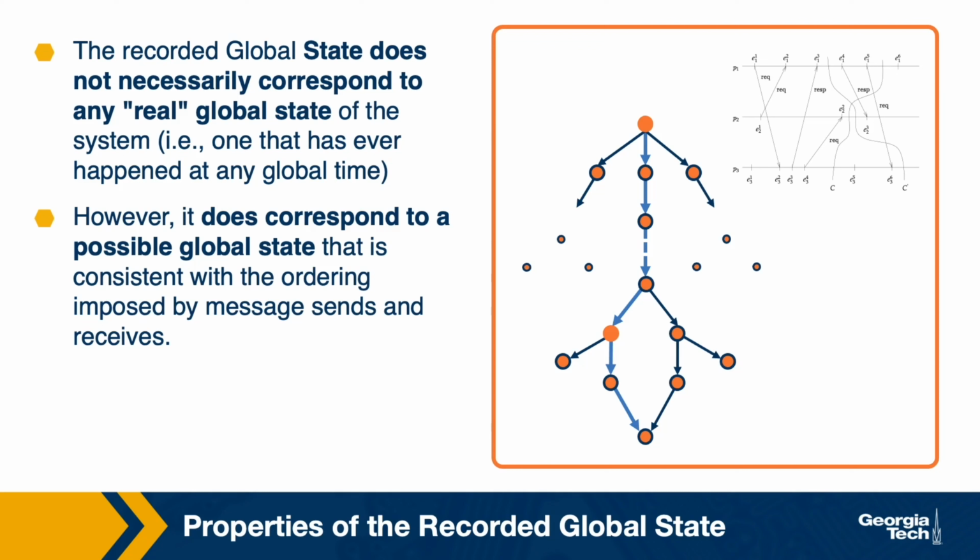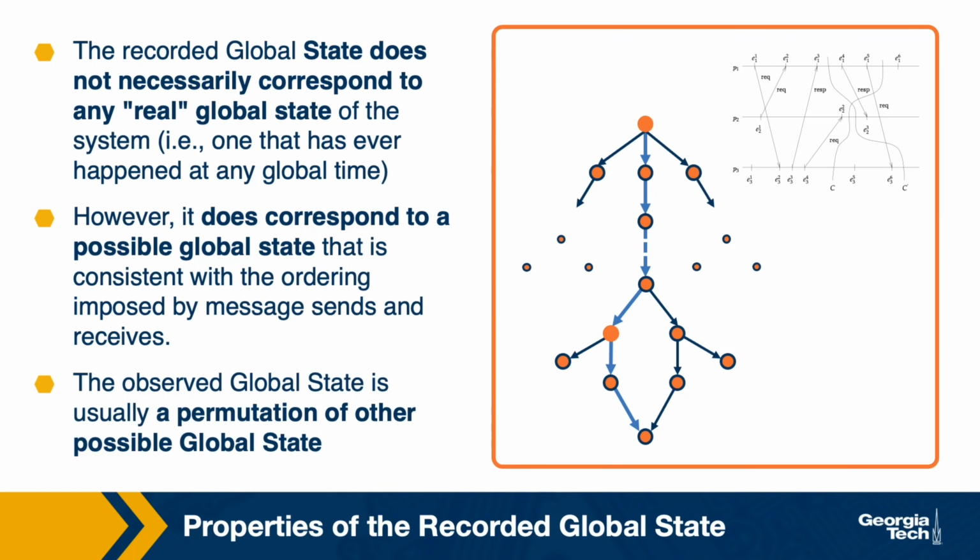By following all the possible transitions in the system, we can identify all the possible states through which the system could have transitioned. And the state that's discovered by the Chandy-Lamport algorithm will correspond to one of these possible global states. In other words, it will be consistent with the ordering imposed by the message sends and receives that would have led us to that possible global state. This observed global state may not correspond to an actual state of the system, but it is a permutation of that state or other possible global states.